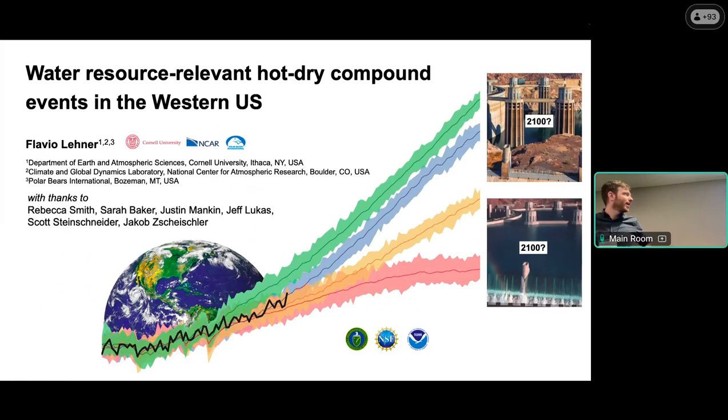So I put up our logo from our large ensemble workshop in 2019, so a while ago. I did update it. I added observations, so we can start to talk about what matches and what doesn't. This is global temperature, I think.